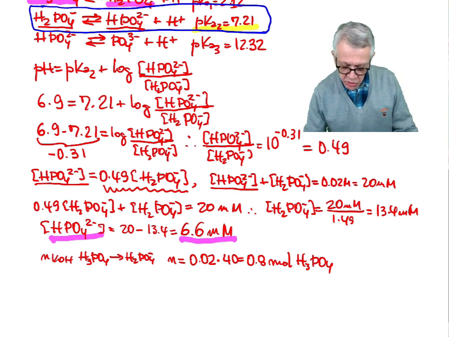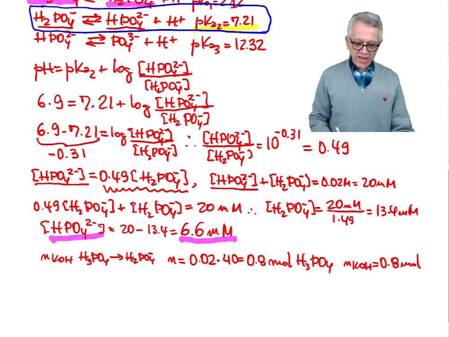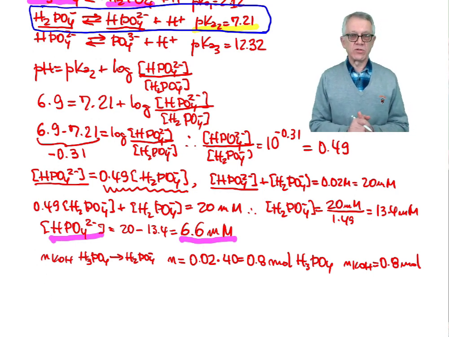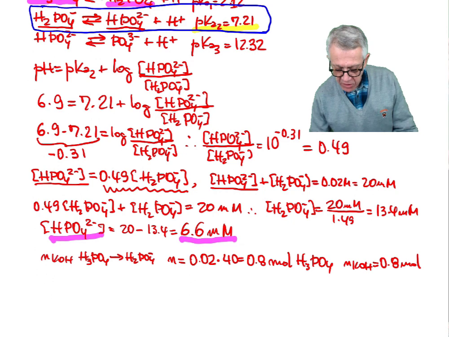Now, if I wanted to remove a proton so it becomes H2PO4 minus, I need the same equivalent number of moles of KOH. So the number of moles of KOH that I need just for this step is equal to 0.8 mole. And how do I get 0.8 mole of KOH? KOH comes in the form of a solution, right? A 1 molar solution. So let's keep the number of moles for the time being.